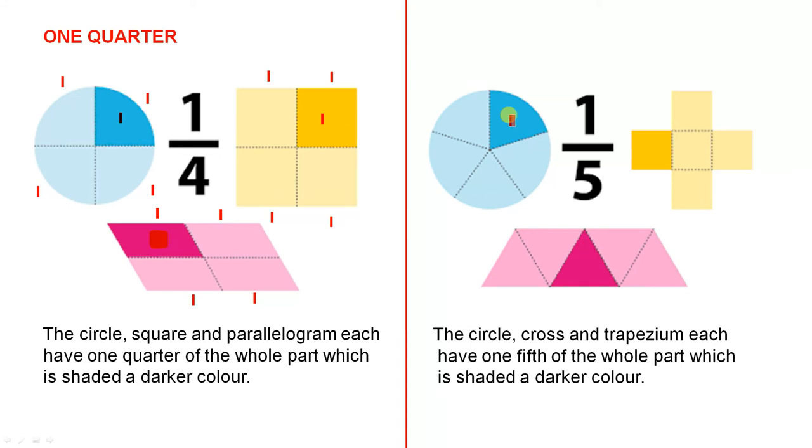That's 1/5 there. That dark part there is also 1/5, and that part there is also 1/5. So that is the small part that we are considering, and the 5 here tells us that each shape has been divided into 5 equal parts. So the circle, cross and trapezium each have 1/5 of the whole part, which is shaded a darker colour.